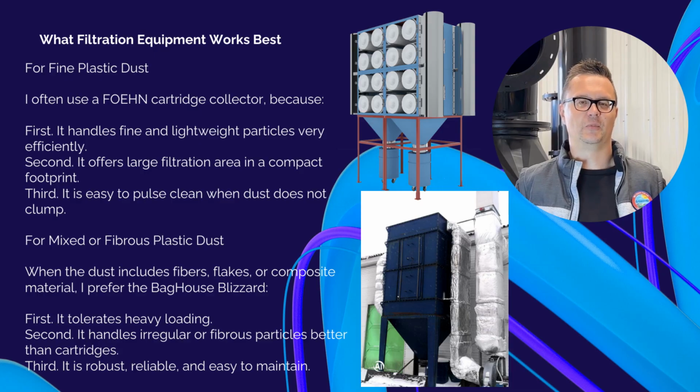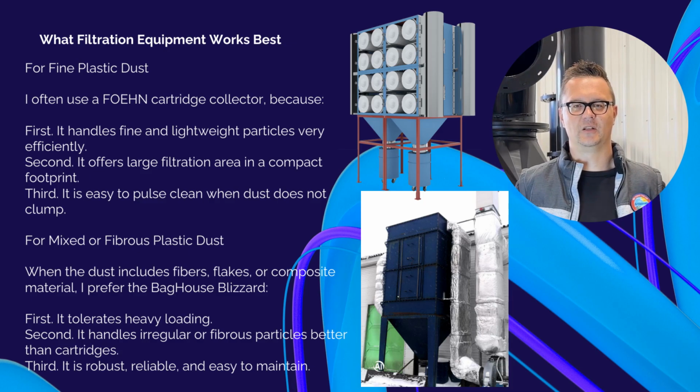What filtration equipment works best? Plastic dust has a wide range of particle sizes. This is why I use different collectors depending on the process. For fine plastic dust, I often use a FOEHN cartridge collector because, first, it handles fine and lightweight particles very efficiently. Second, it offers large filtration area in a compact footprint. Third, it is easy to pulse clean when dust does not clump.